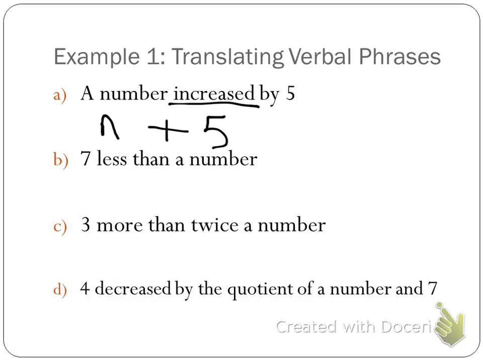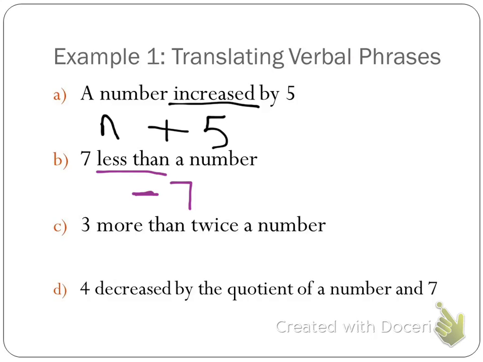Now on B, what's my key word? Or words? What's my key word? Justin? Less than. Less than. And remember what I just said. Whenever you have the keywords less than or fewer than, we're taking that number away, so it needs to come second. So now, less than indicates subtraction, but the number is going to come second.